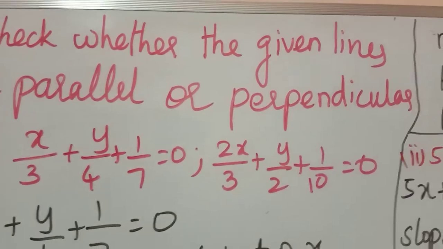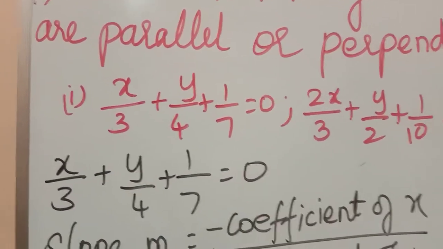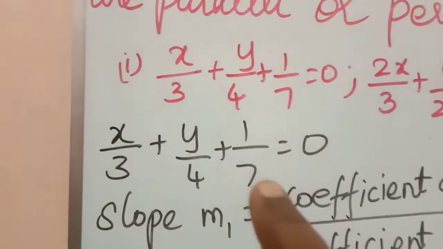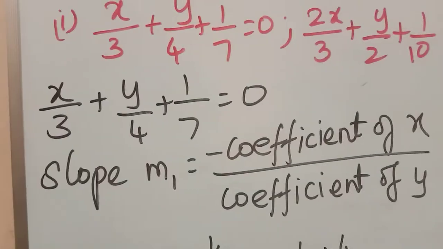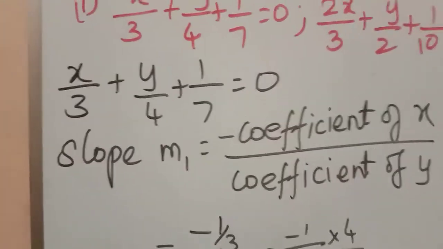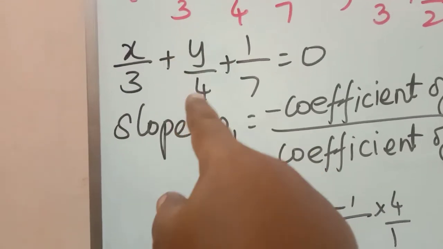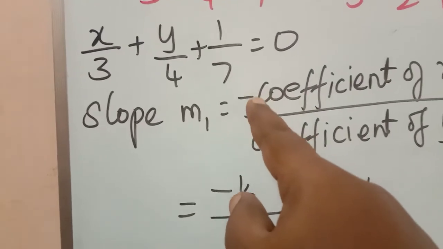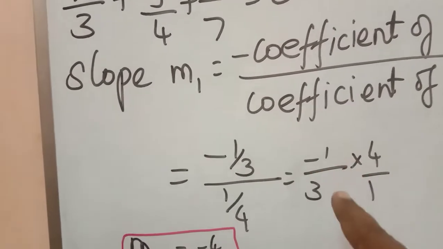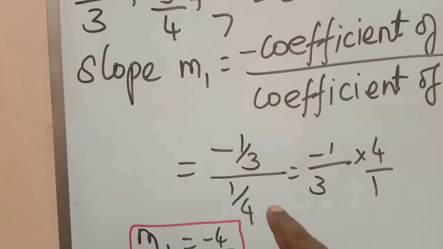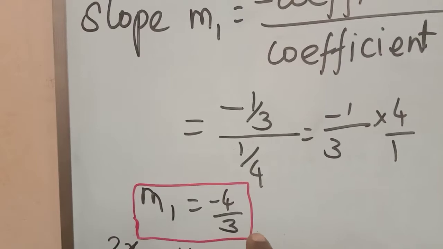Question number 3. Check whether the given lines are parallel or perpendicular. So the given lines, whether they are parallel or perpendicular, we have to find. So first write down the first equation, find the slope. So equation is given, slope m is equal to minus coefficient of x by coefficient of y. So coefficient of x is 1 by 3, 3 is there in the denominator, so 1 by 3. Coefficient of y is 1 by 4. In the formula minus is there, so minus 1 by 3 by 1 by 4. Fraction in the numerator, write the same fraction, into fraction in the denominator, write its reciprocal. So slope m1 is equal to minus 4 by 3.